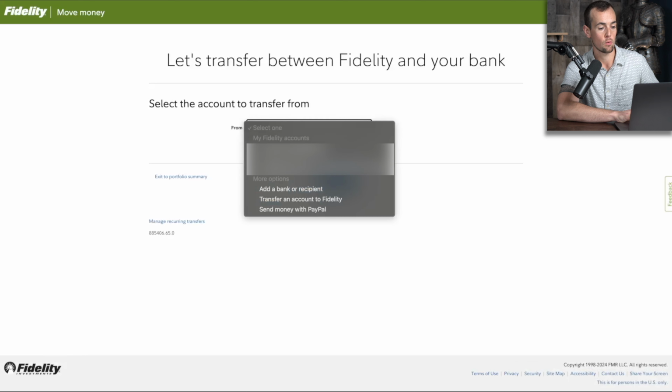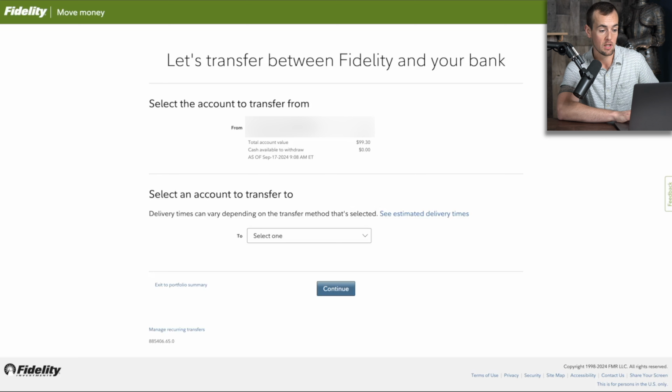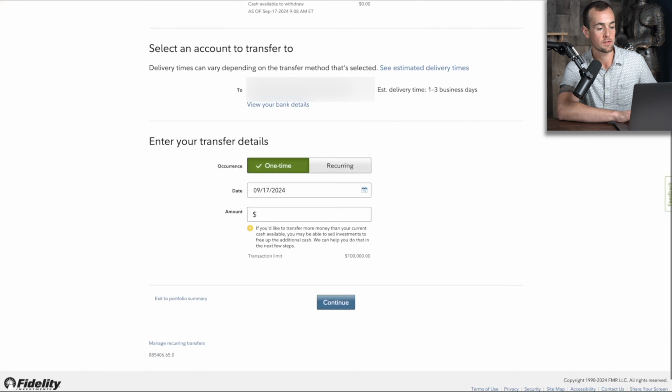And then from here, you're going to choose the account to transfer from. In this case, it's going to be our individual portfolio account, and right now we don't have any withdrawable cash because it hasn't settled the deposit that we made, but I will walk you through the steps as far as we can go here. And then you're going to choose your to account, which is going to be your bank account. At this point, you can choose if it's a one-time or a recurring transfer. We're going to do a one-time transfer, and let's just put in $1.